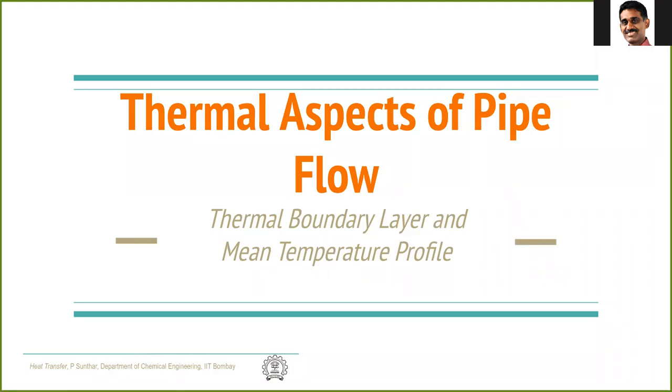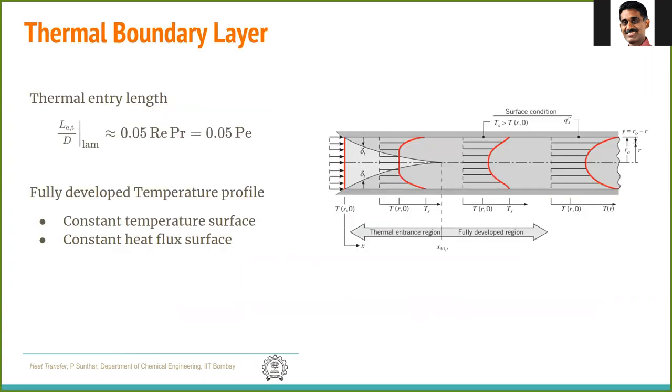In this video, we'll see thermal aspects of pipe flow, particularly the thermal boundary layer, and how we define a mean temperature profile. Like the velocity boundary layer, the thermal boundary layer also has an entry length. That is, if the temperature profile is uniform to begin with, and there is heat transfer from the surface of the pipe to the fluid, then the final temperature profile may look something like that. The initial temperature profile, which is flat, evolves to become the final, or fully developed, temperature profile.